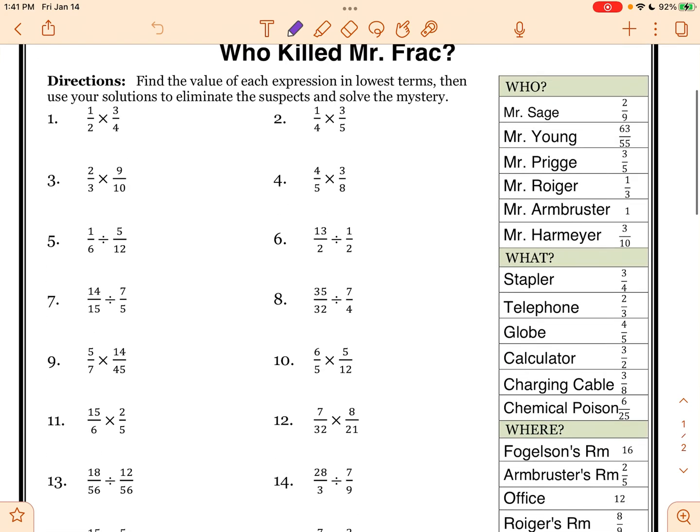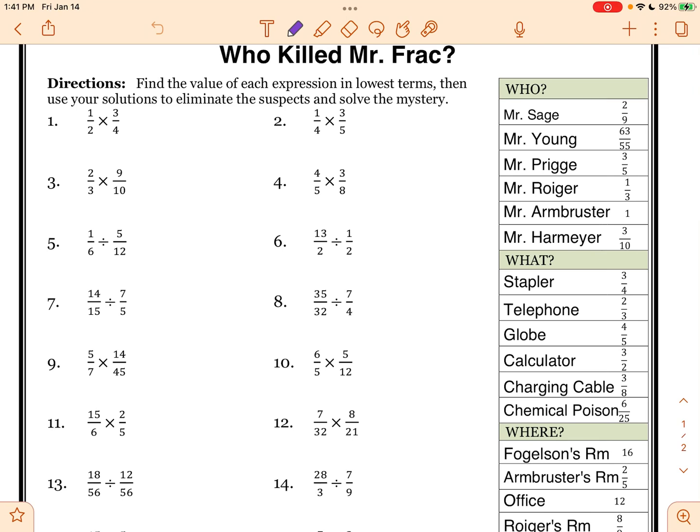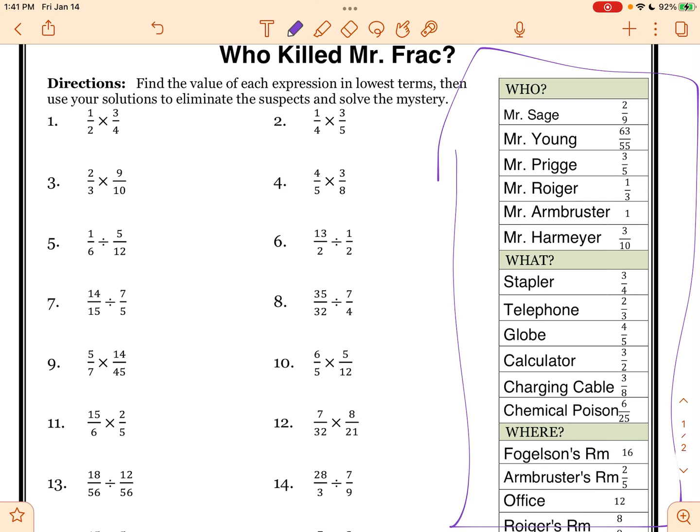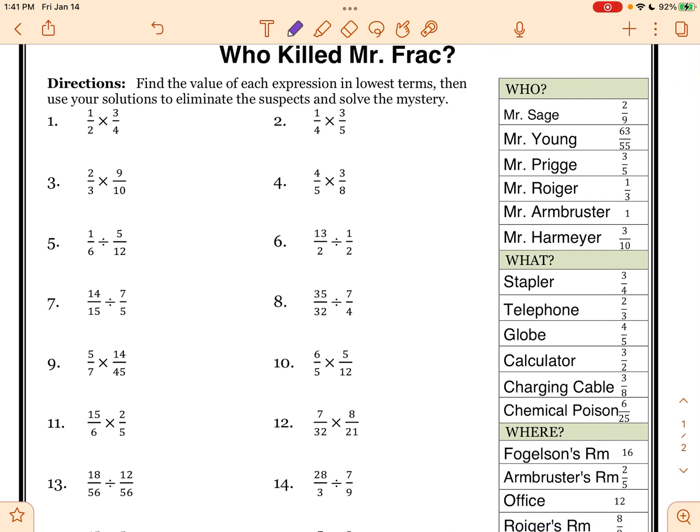Alright, so we have 20 problems. When we find the answer to a problem, you're going to take a look over on this side where all of our suspects with the objects and the rooms are, and you are going to cross out whatever answer you get. So let's say for number 1 you get 3/4. Here's 3/4. It's your stapler. So then you would cross it off. Mr. Frack did not die with a stapler. Alright, so let's practice a few. Go ahead and erase that if you drew on that.